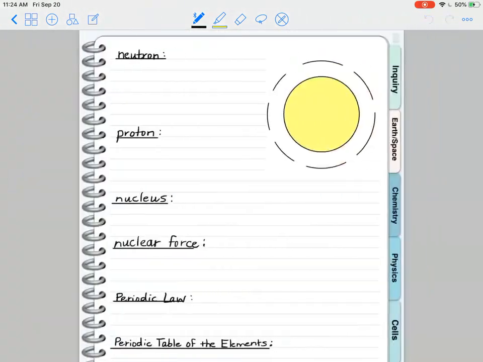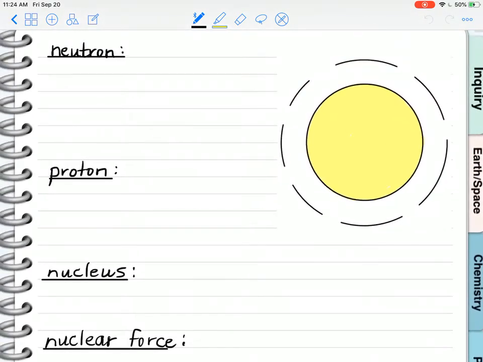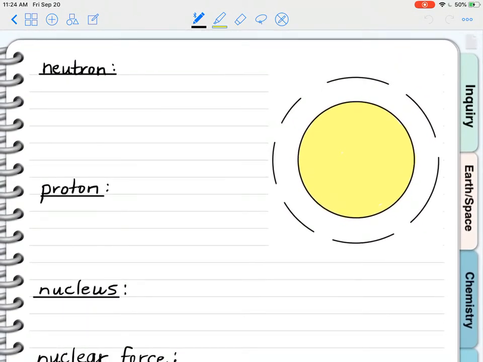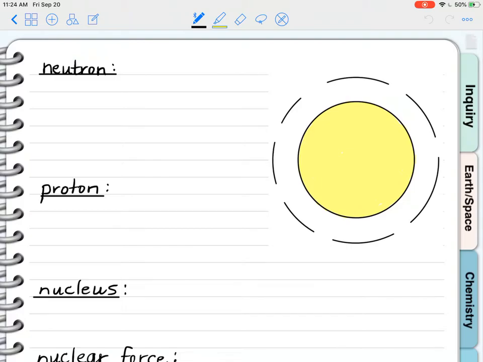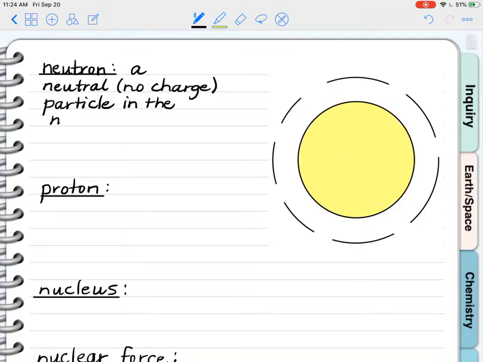Okay, moving on. We're back to our Bohr model of an atom. We're up to the neutron phase. And remember neutron star? I told you that we will talk about neutrons in chemistry. So here we are. A neutron is a neutral particle. And neutral means that it's not positive or negative. It is a no charge. A neutral particle in the nucleus of an atom. You will find these in the nucleus.